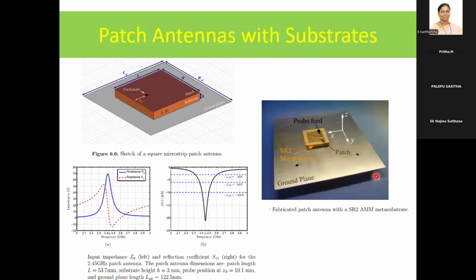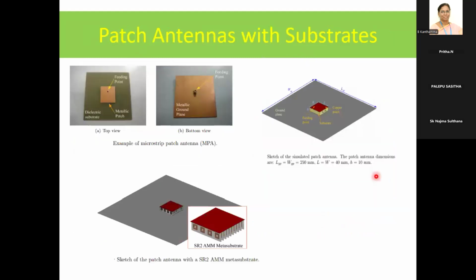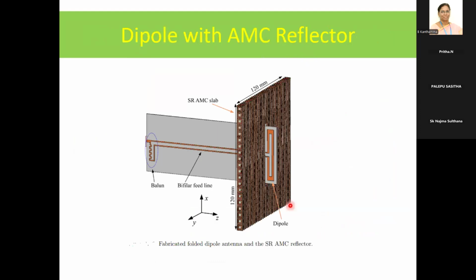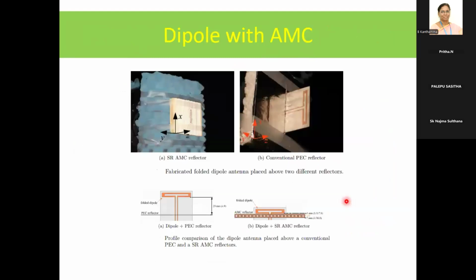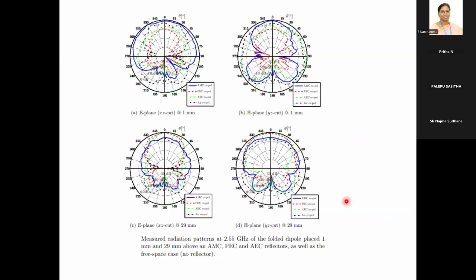This is with the substrate what we have discussed. These are the same antennas. One more is you can place a dipole very close to the conductor or very close to the AMC. This is a reflector, so that the actual size of the antenna can be reduced. This is the dipole with AMC properties. These are the properties.